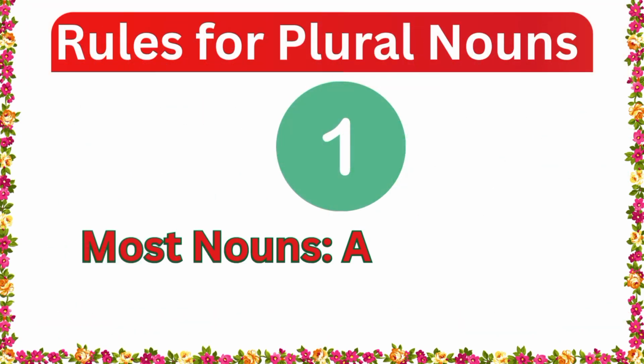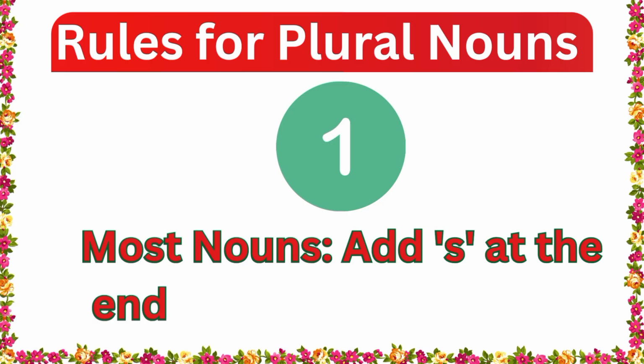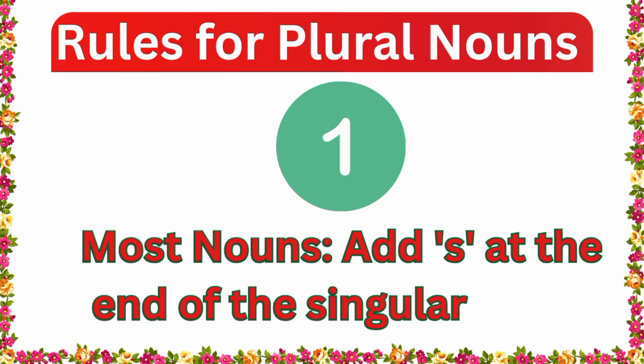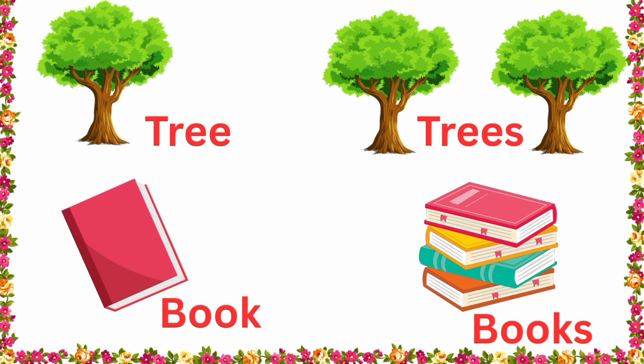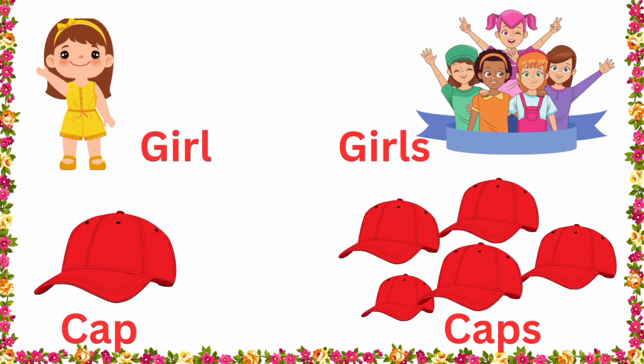Now let us learn rules for forming plural nouns. Rule number 1. For most nouns, add s at the end of the singular noun. Some of the examples are tree, trees, book, books, girl, girls, cap, caps.